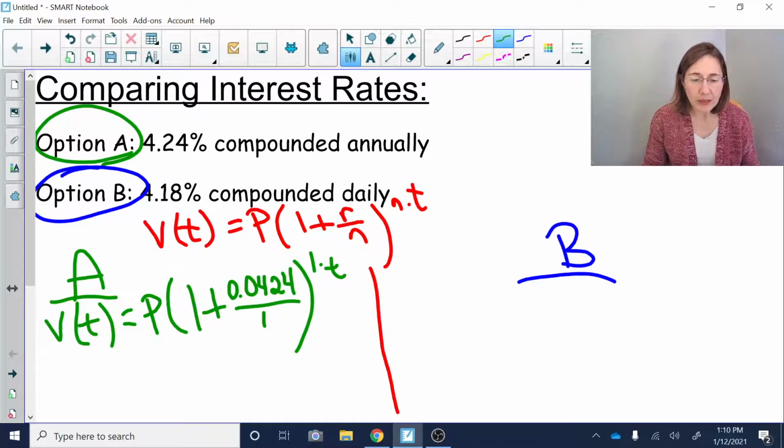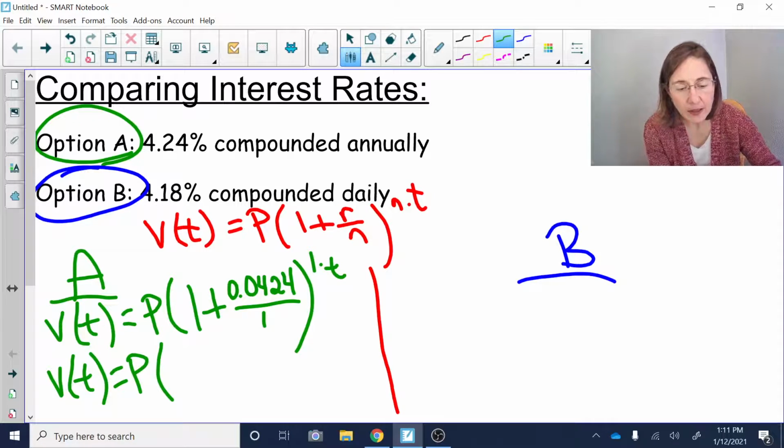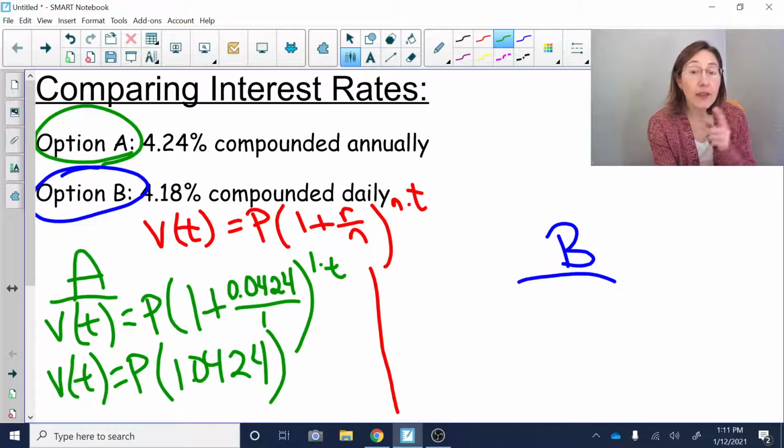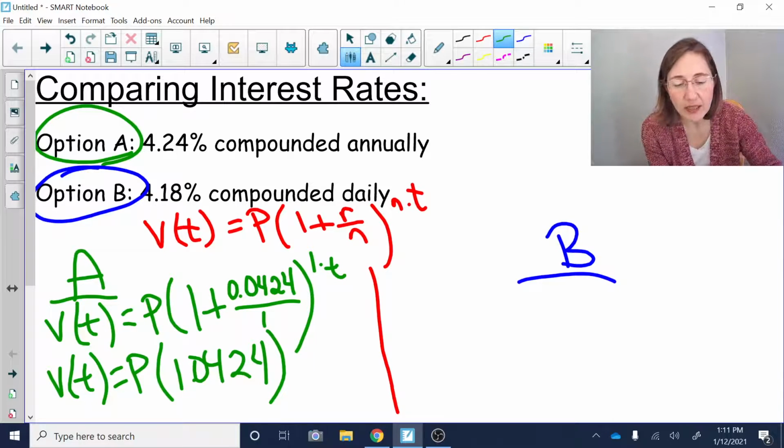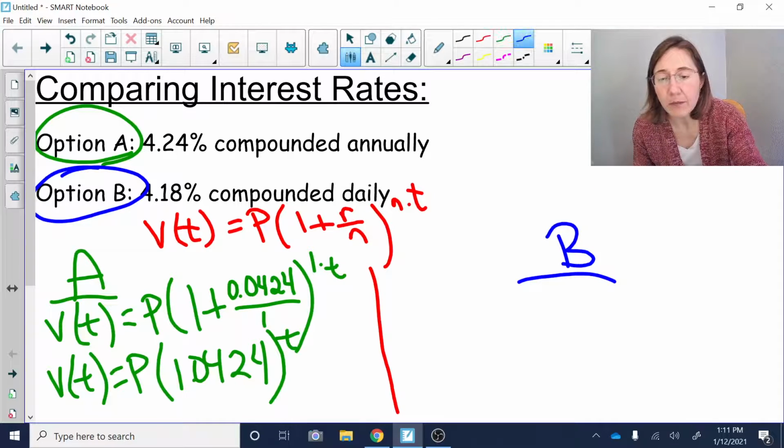So now let's do a little bit of simplifying. So v of t will equal the principal, whatever that is, how much money I start with. In the parentheses there, that's going to simplify to a 1.0424. And then for the exponent, 1 times t is still just t, so I can write that to the t power. Okay, so that's a little bit simplified, cleaned up version of that one. So I'm going to hold that thought on option A, go over to option B for a little bit here.